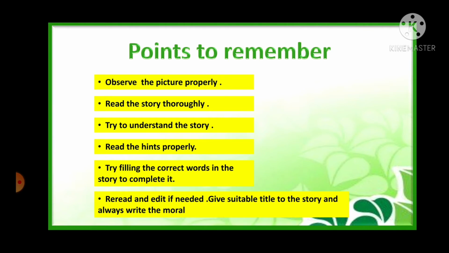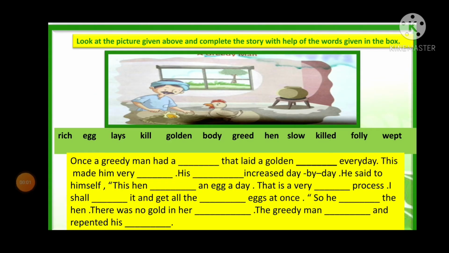Now give a title to the story and also write the moral. If they have not provided a title, you also give a suitable title to the story, and also write the moral. So these are the points you need to remember while doing the picture composition. Now let's try to complete this story.